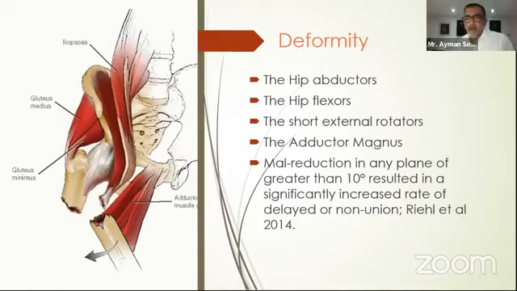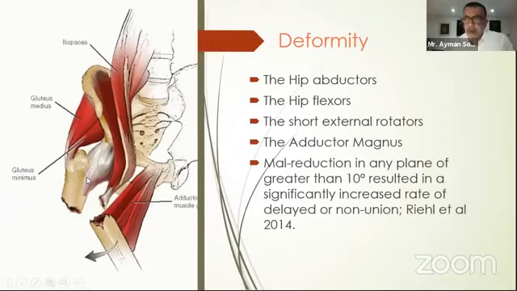Let's talk about deformity. What happens when we have a fracture in that anatomical location? The deformity is dictated by the hip abductors, hip flexors, and short external rotators. So the distal fragment is pulled medially, being abducted. The proximal fragment is abducted by the abductors, flexed by the iliopsoas, and externally rotated.